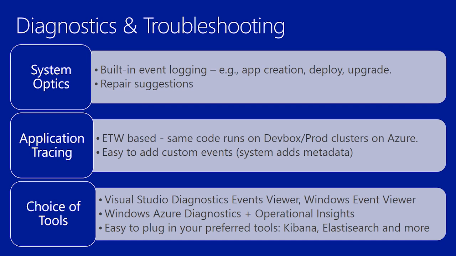So again, you can add your custom ETW events to have enhanced monitoring or diagnostic capabilities that are specific to your application. And with ETW, the same code that runs in your developer box is the same code that runs in production clusters on Azure. And finally, because this is ETW based, you can use the Visual Studio Diagnostic Events Viewer, which is built into VS whenever you debug your application. Or you can use Windows Azure Diagnostics and Operational Insights. Or you can even plug in whatever your preferred tools are, Kibana, Elasticsearch, and more.